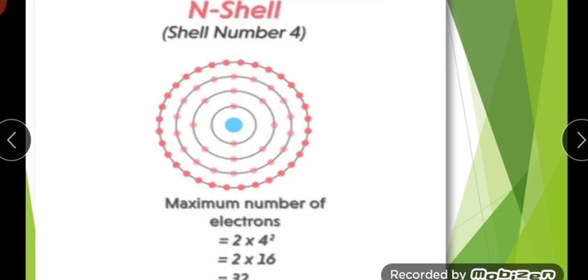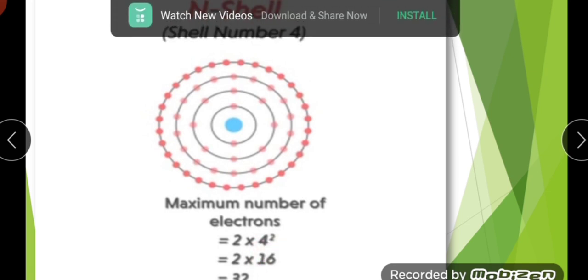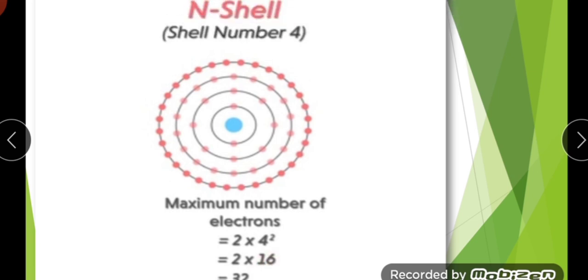In the same manner, for the N shell, which is the fourth shell, when we substitute the value 4 raised to 2, we get 16, and after multiplying by 2, we get the answer 32. That means the N shell, the fourth shell, can hold 32 electrons, not more than that. It can accommodate only 32 electrons.